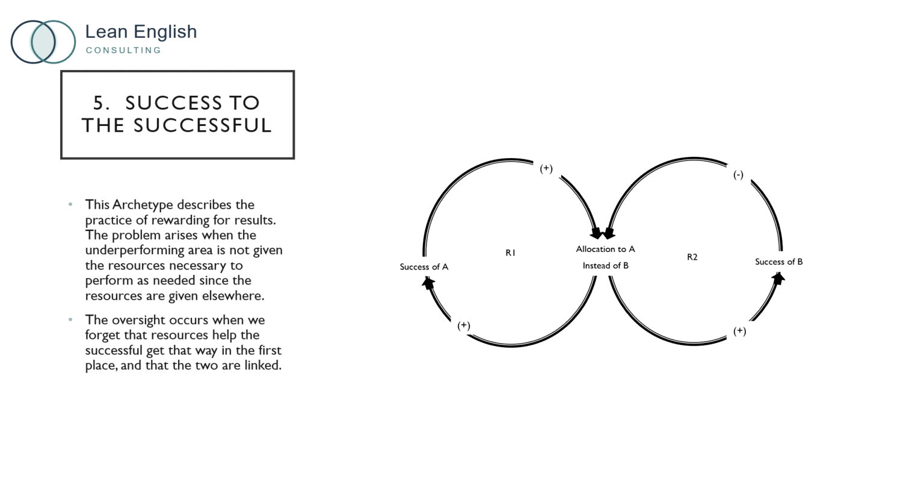Team B, on the other hand, is not given proper resources or preferable projects and is not allowed to overcome their poor reputation. Therefore, all subsequent tasks will see that the successful Team A will continue to succeed while Team B continues to struggle. This archetype occurs when we forget that resources, support, and sometimes luck help the successful get that way in the first place. Companies find a way out of this archetype by using holistic measures.